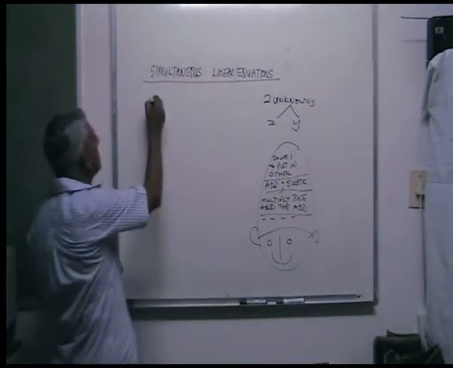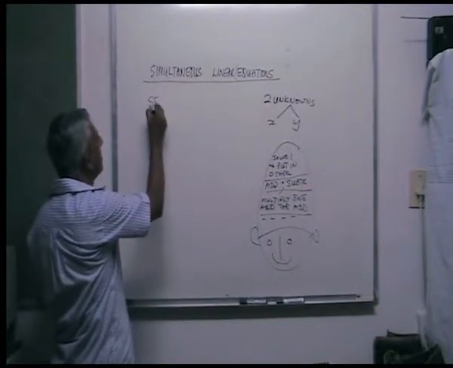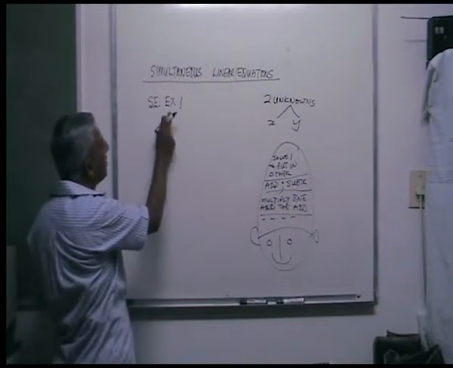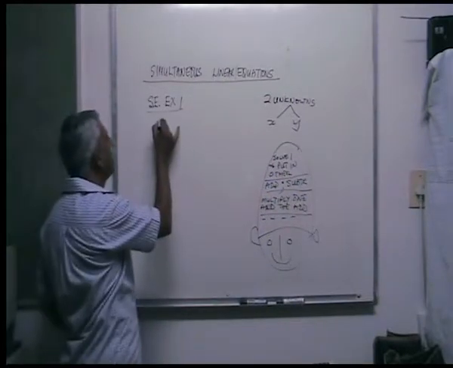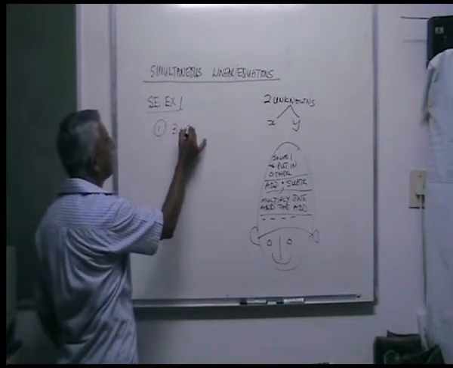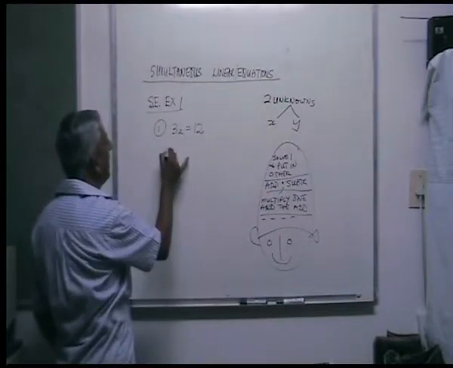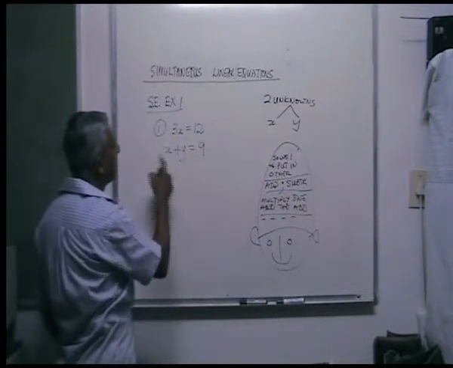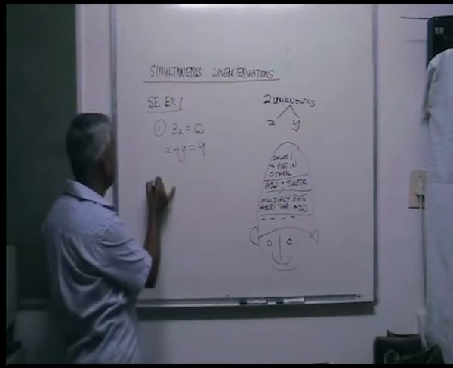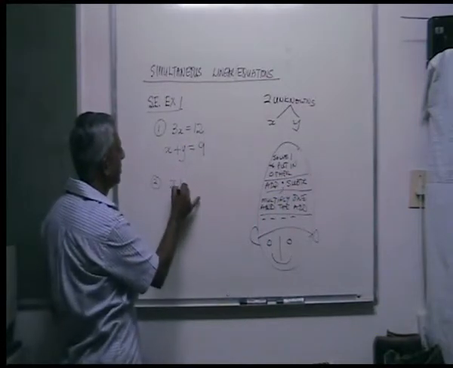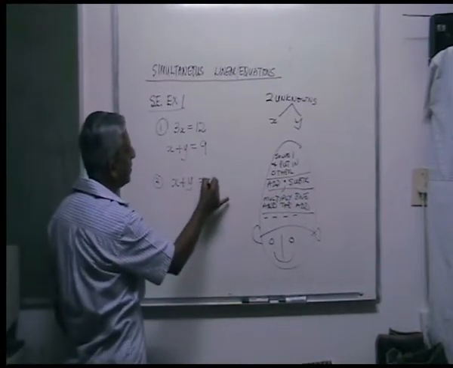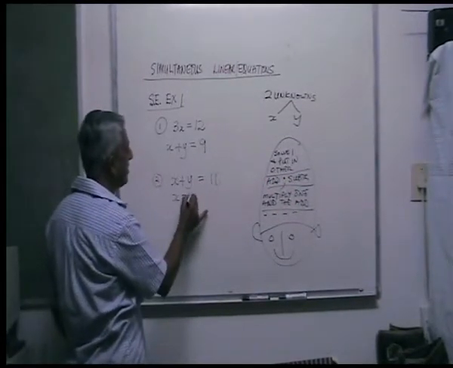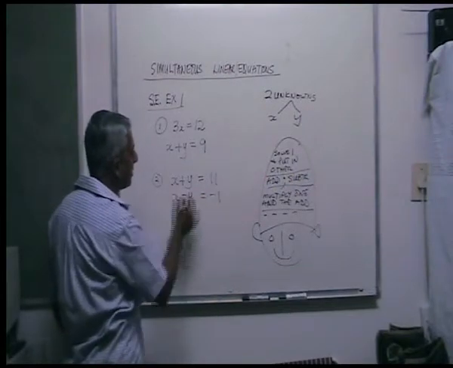So I'm going to call it simultaneous equation exercise 1. So this is simultaneous equation exercise 1. So I give you a simple exercise. Say 3x is equal to 12 and x plus y is equal to 9. So you got to solve that, right? And then let me give you another one. x plus y is equal to 11, x minus y is equal to minus 1.